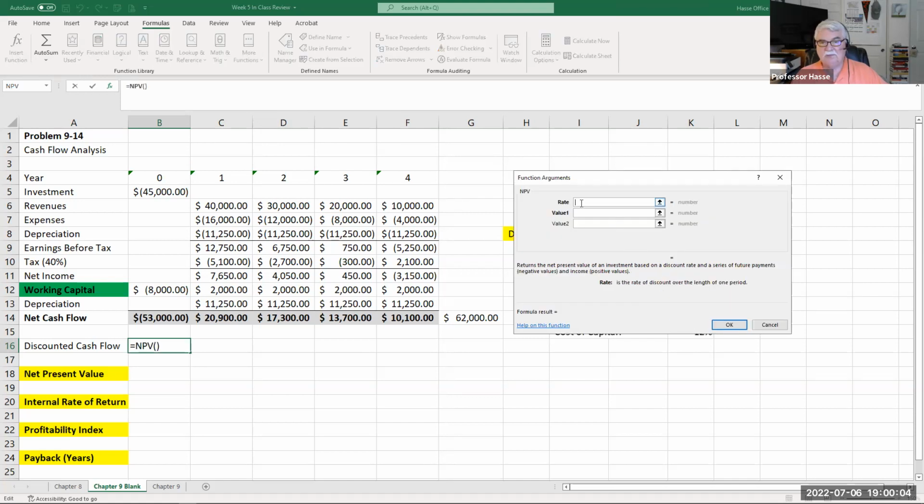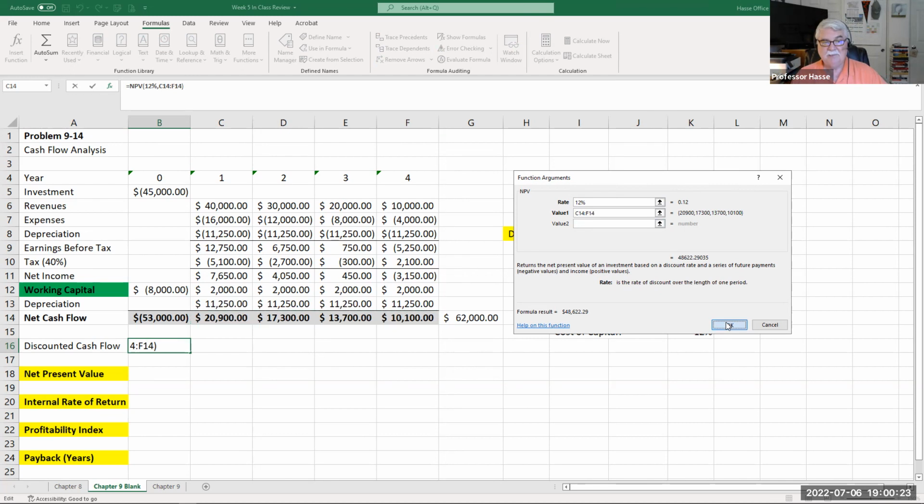So what is our cost of capital? Here it's 12%. That's our rate. What's our values? Well, again, we pasted year 1 through year 4. So it's C14 to F14. That's our values for project cash flow for those 4 years.